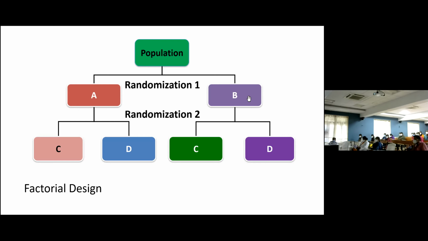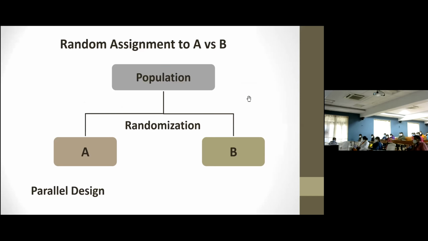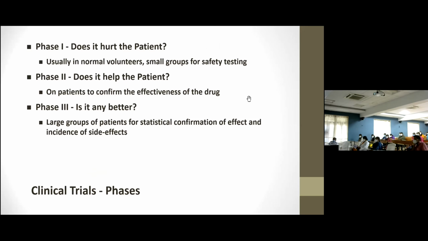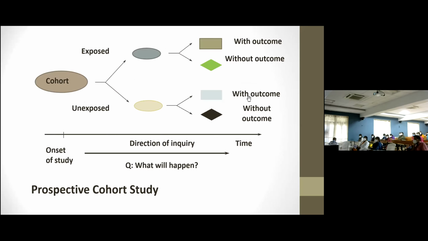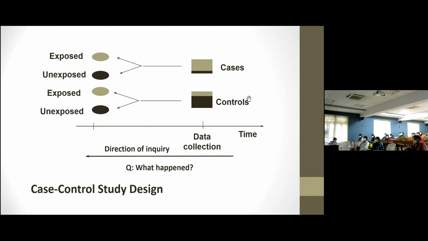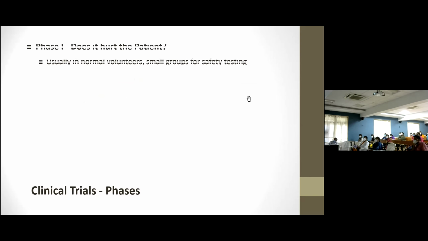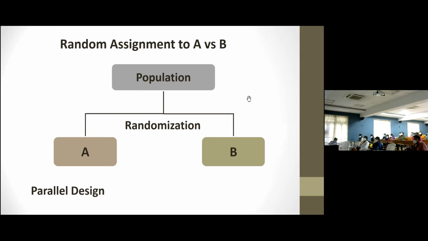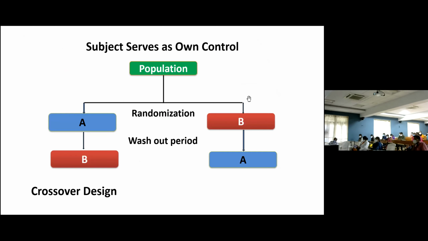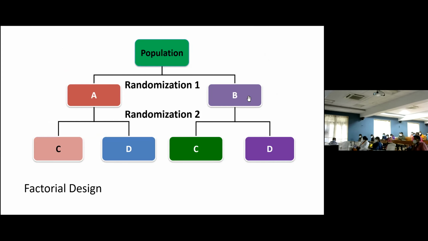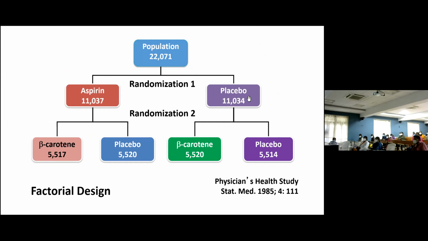So what did we learn now? We have learned what a parallel design is. We learned about the different phases and also all the different trials. We learned the prospective study and the retrospective study. We also looked at the different phases of clinical trials, a parallel design of random assignment, a crossover design of random assignment, and multiple levels of randomization, which is called a factorial design.